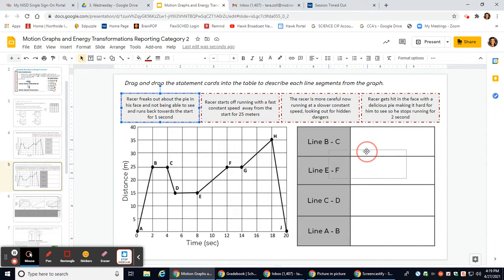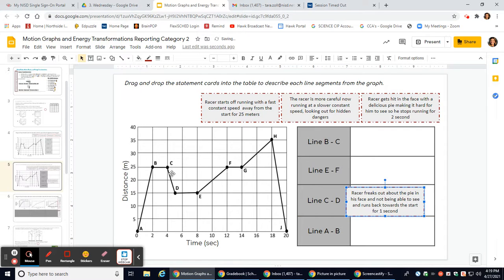And so that would be H to J, which is not an answer choice. So let's go back. So maybe it's C to D. So from here to here, the racer freaks out about the pie in his face, not being able to see. He returns towards the start for 1 second. Okay, let's read the next one.